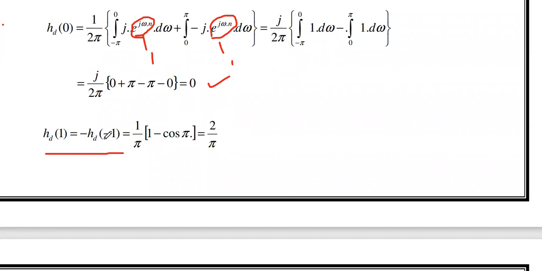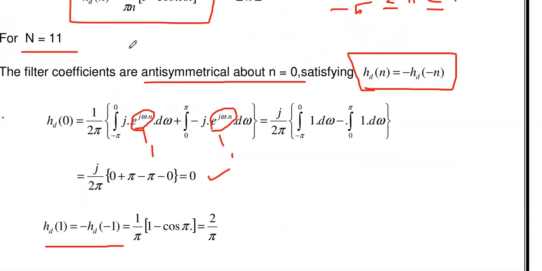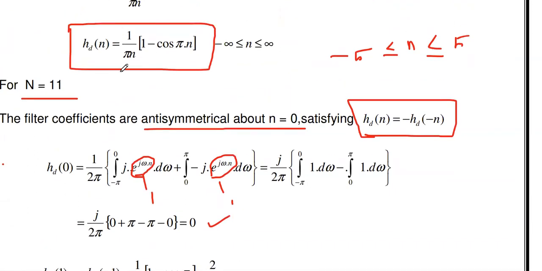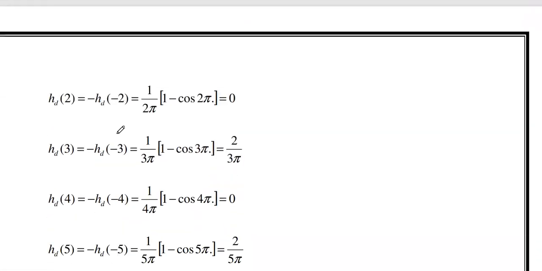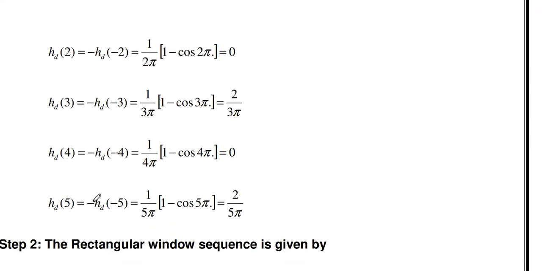Then what is the HD of minus 1 value? In the same formula, if we substitute minus 1 instead of n, we get the HD of minus 1 value as minus 2 divided by pi. So that's why we can say that HD of 1 and minus HD of minus 1 values are equal. Then similarly, we have to find the HD of 2, HD of 3, 4 and 5, for the n value, small n between minus pi to pi.